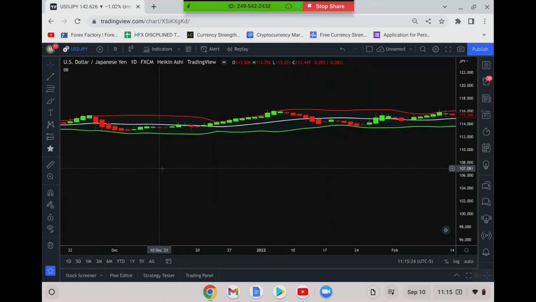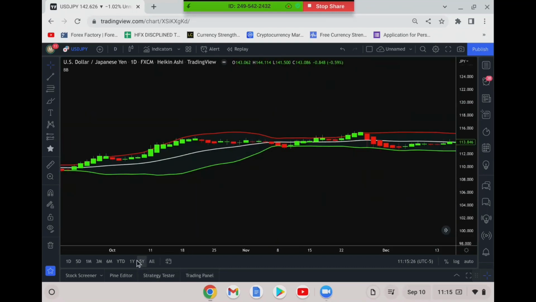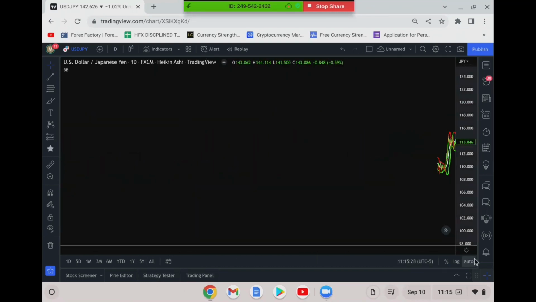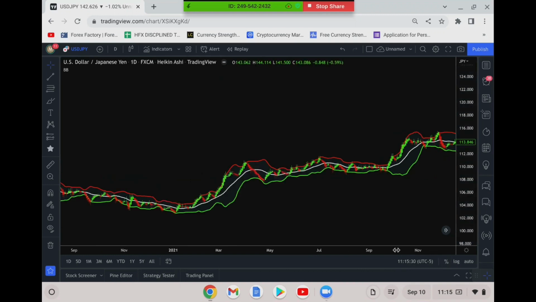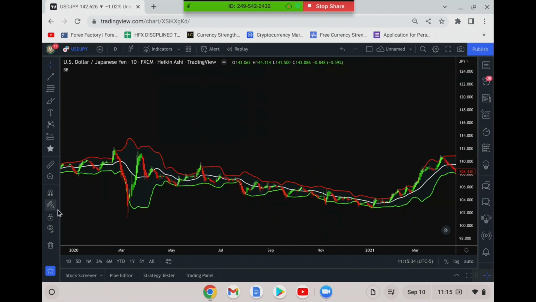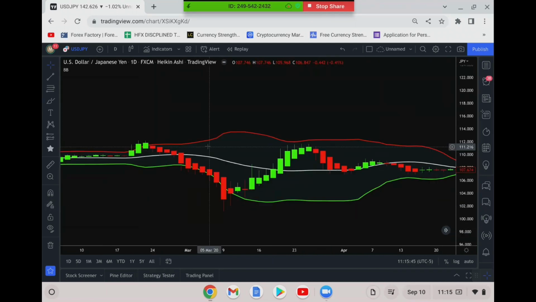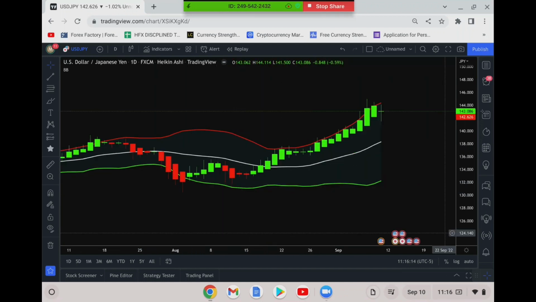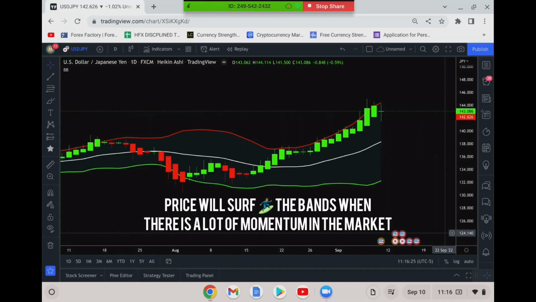But I'm trying to find an example of a sell. Let's see, when price is riding the lower band. But it looks like this market was really uptrending. Okay, here we go. This is the perfect example to show you guys that when price is in a strong sell trend, you will see the candles riding the lower band. So with that being said, the closer the candles are to the outer bands, the more momentum you can assume the market has.